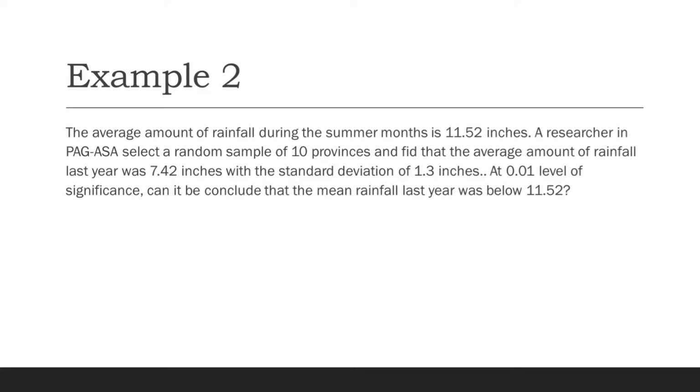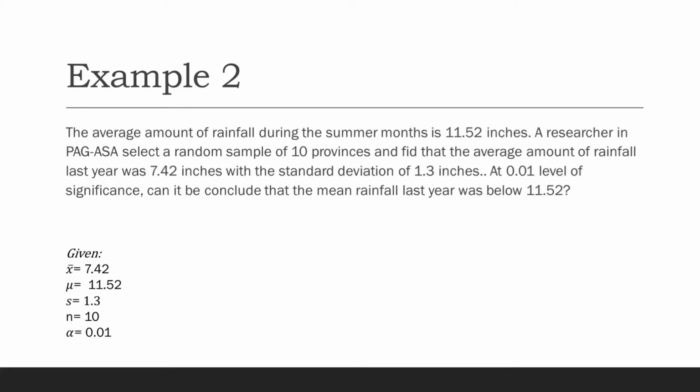So now let's write the given that we have in the problem. The sample mean is 7.42. The mean is 11.52. The standard deviation is 1.3. N is 10. And the alpha is 0.01. So, kung makikita natin, yung alpha natin ay iba na. So, hindi na siya 0.05. So, ngayon, meron tayong 1% level of significance. So, ngayon, hahanapin natin kung this is for one-tailed or two-tailed.